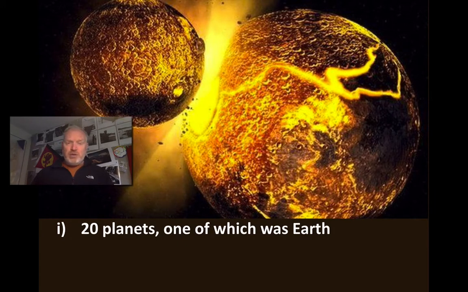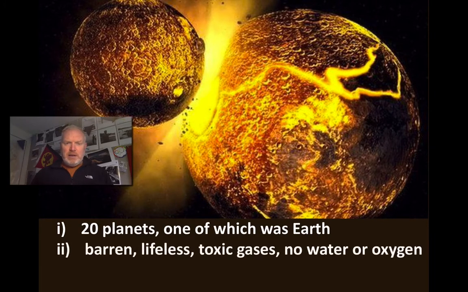The second question asked about how the Earth's surface was different. It sounds like a pretty grim place, hostile to life. This is before life evolved. It's barren, it's lifeless. The atmosphere was made of toxic gases. There was certainly no water at the surface, nor was there any oxygen.